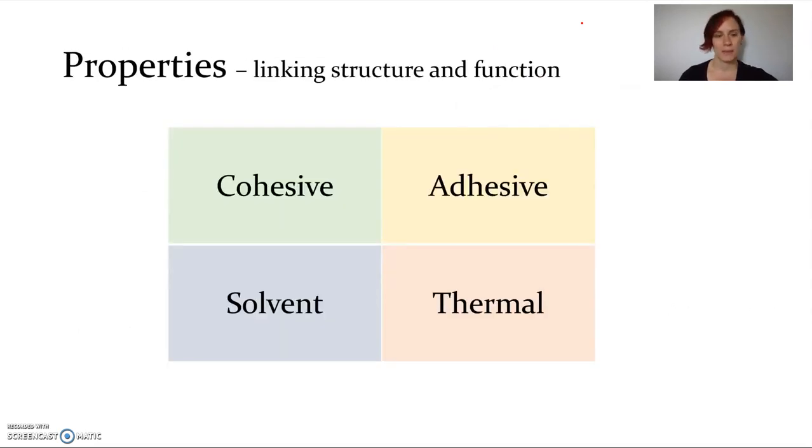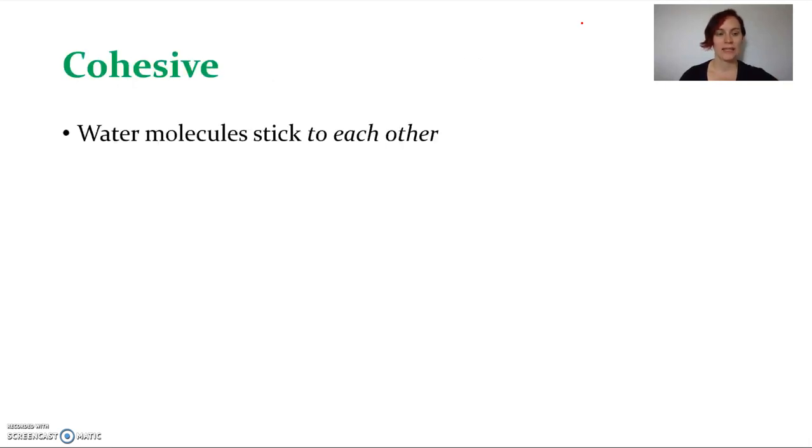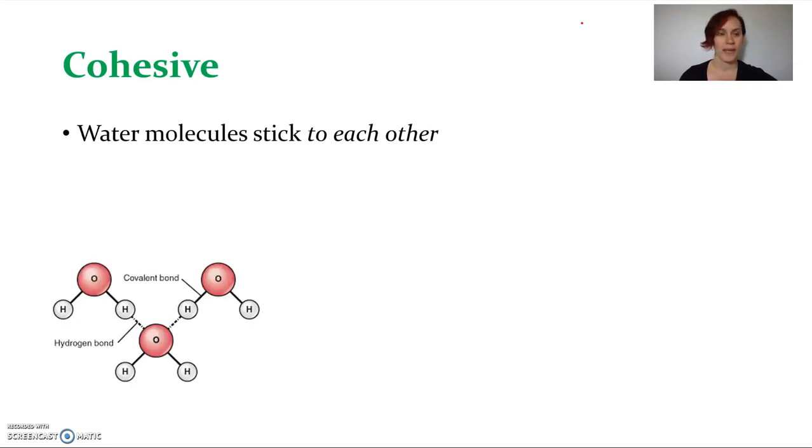Here are the four main properties of water. It has cohesive properties, adhesive properties, solvent, and thermal properties. So we're going to start with cohesive. Cohesive means that the water molecules stick together, and the polarity assists this, right? If one end's positive and one end's negative, they're obviously going to be attracted to that opposite charge in another water molecule. Gives it some features like surface tension.